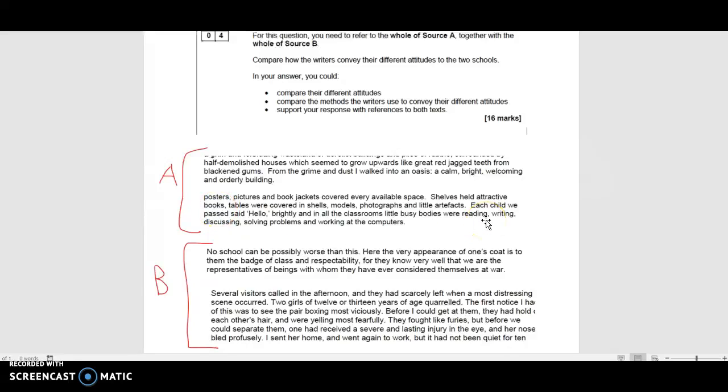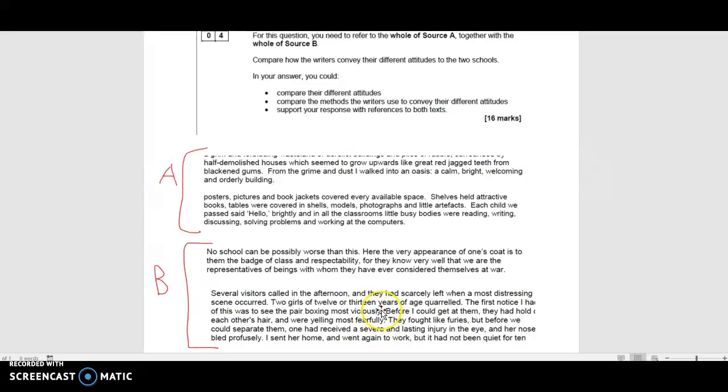Okay. Then let's go back to source A. The other thing I spotted here was this description here. "Shelves held attractive books, tables covered in shells, models, photographs and little artefacts." So again, this is a very nice positive description of what the writer's found in the school, and he uses positive language such as attractive, and he's also used a list there, so that would cover our method. So the writer uses a list to show just how many interesting and lovely things there are around the school. So the writer definitely has the view that the school is a very interesting and productive place maybe for the children.